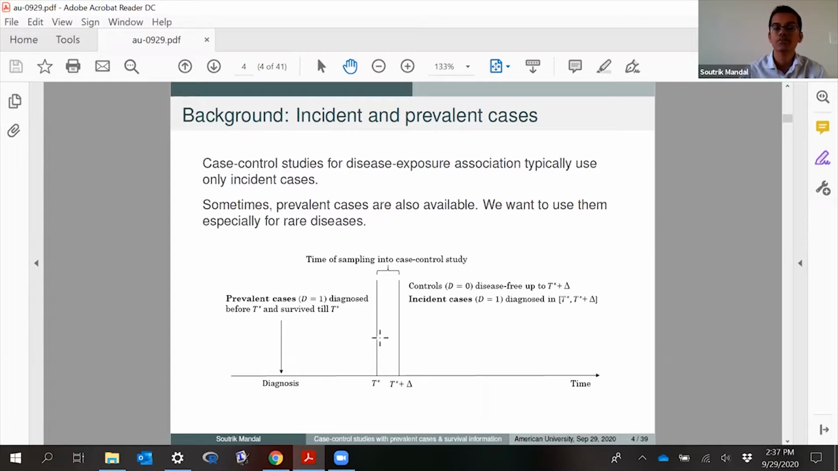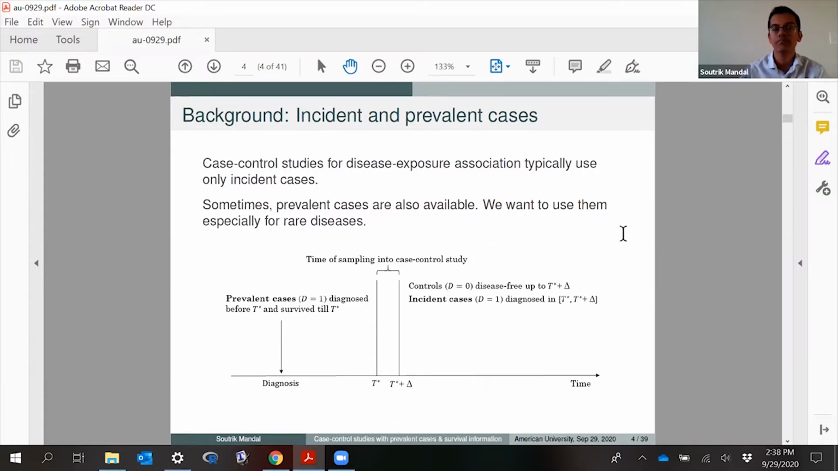Now, case control studies for disease exposure association typically use only incident cases. But if we have prevalent cases available, then we want to use them. And this is especially helpful for rare diseases, when the disease incidence may be rare. So if prevalent cases are available, we want to use them.